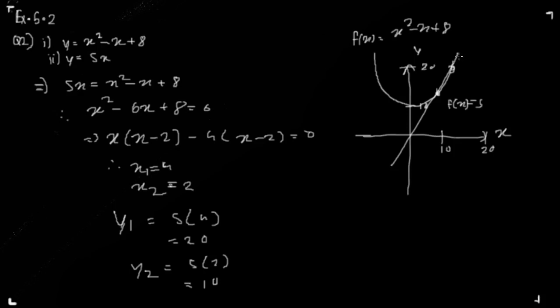So the two intersection points are, I should just write it down, shouldn't I? So let me erase this point, so then we can write it down more clearly. It's 2 and 10. And here it is 4 and 20. The reason why there are multiple answers is because there are multiple intersections in the graph.